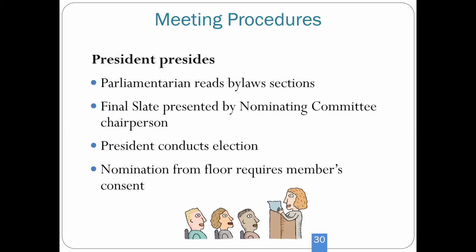Okay, the meeting procedures. Basically, the first thing that happens is the president presides and the parliamentarian reads the bylaws section pertaining to elections. Next, the final slate is presented by the nominating committee chair. The president then conducts the election, and nominations from the floor are taken for every position, and the nomination from the floor requires the members' consent. They generally have to be present, but we have seen occasions where the consent is done in writing and provided ahead of time. So that's very, very unusual.